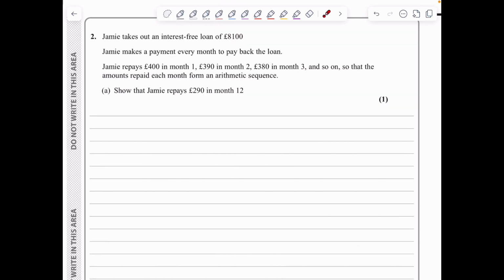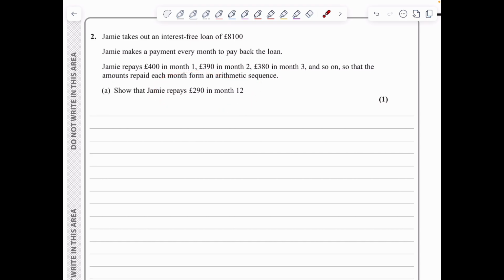In question 2, we've got Jamie who takes out an interest-free loan of £8,100. Now he will be making a payment every month to pay back the loan, starting with 400 in month 1, then 390, then 380, and so on, so that the amounts repaid each month form an arithmetic sequence. And we need to show that Jamie will be repaying £290 in month 12.